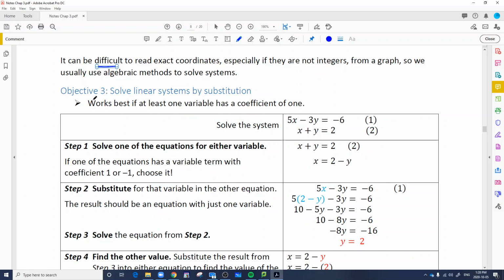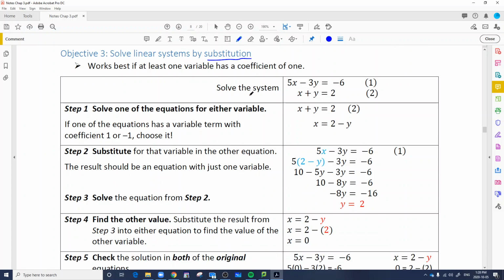So objective 3 is method number 2 of 3. So this is solving systems of equations or linear systems by substitution. Now, I use this method when at least one of the variables in one of the equations has a coefficient of 1. So if I had this system, 5x minus 3y is equal to -6, this is my first equation, and I had another equation, which was x plus y equals 2, I'd want to look at this and say, is there a variable that has a coefficient of 1?